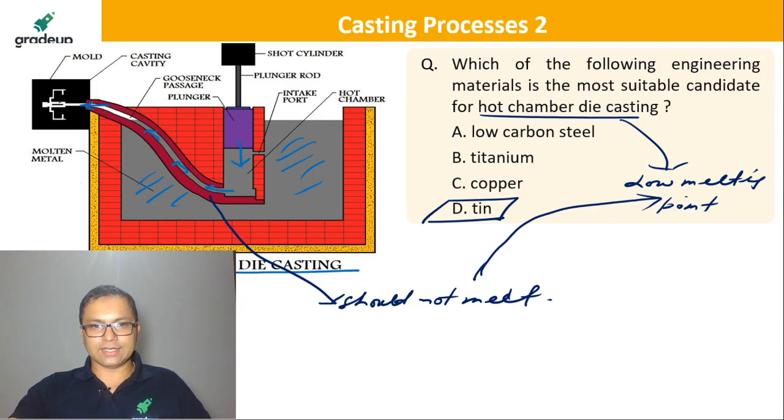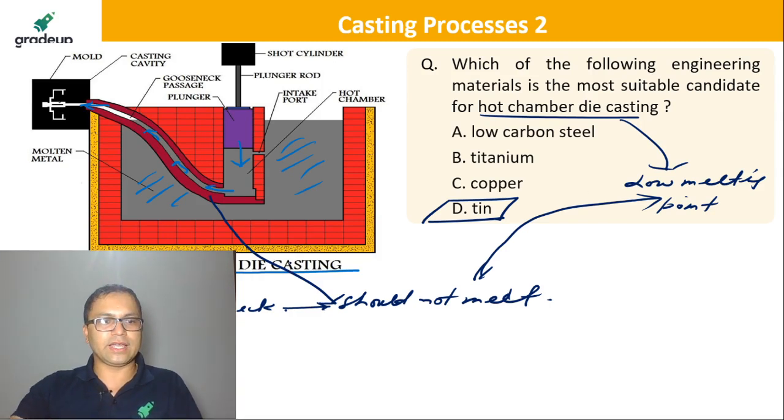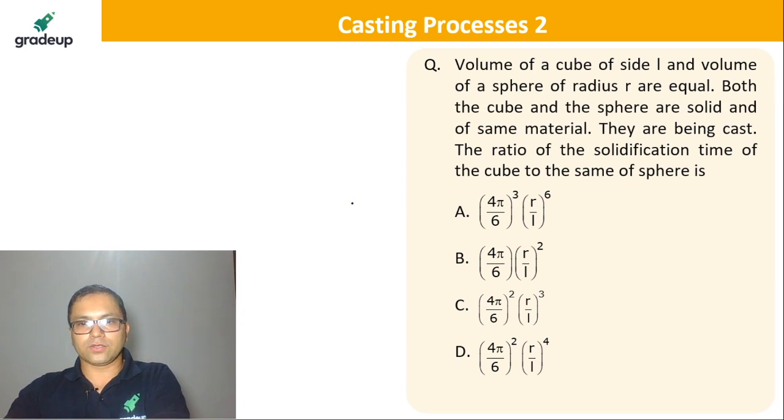Is it good? Is it clear? So this should not melt. The gooseneck should not melt. So let me write it correctly. Gooseneck should not melt, and hence low melting point alloys can only be done in hot chamber die casting. All right, I think this is clear to you. Is it good to you?